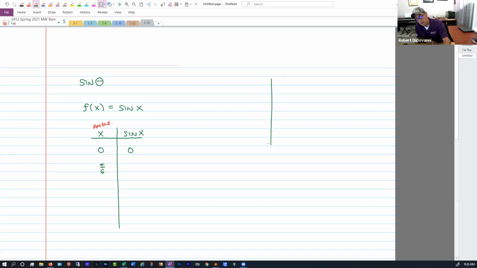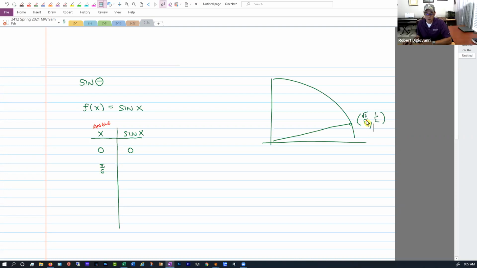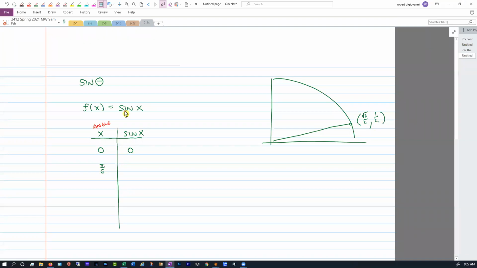So this is where we're looking at this 30 degrees. You're looking at the point. Do you know which of these coordinates you're looking at? Isn't it the square root of 3 over 2 and then 1/2? Okay, but which one is it? Is it this one or this one? The first one. It's the sine function. So sine will always be the y coordinate.